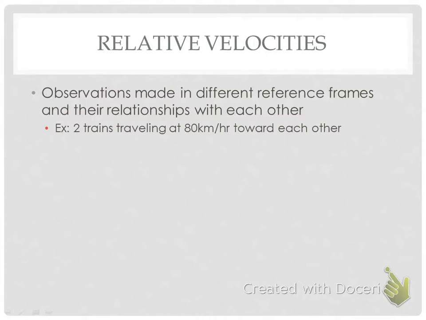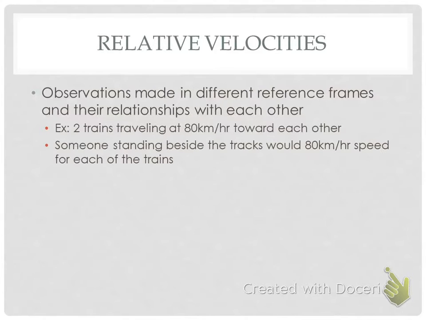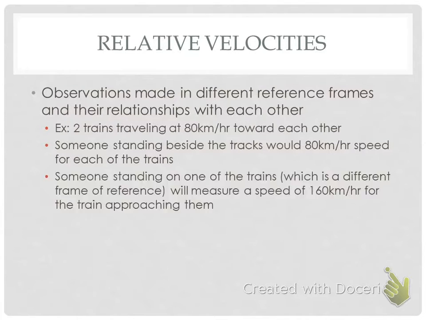So let's think about two trains that are traveling toward each other at the same speed. Okay, you don't have to write this example down. You can just think about it. Someone that's standing beside the tracks would be able to see that those two trains are traveling at approximately the same velocity, right? They seem to be moving at the same rate, okay? And they seem to be moving toward each other.